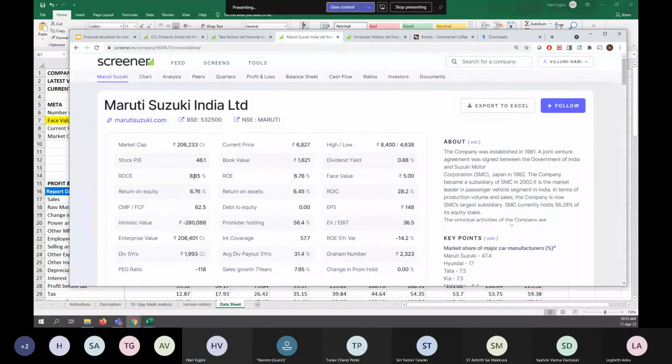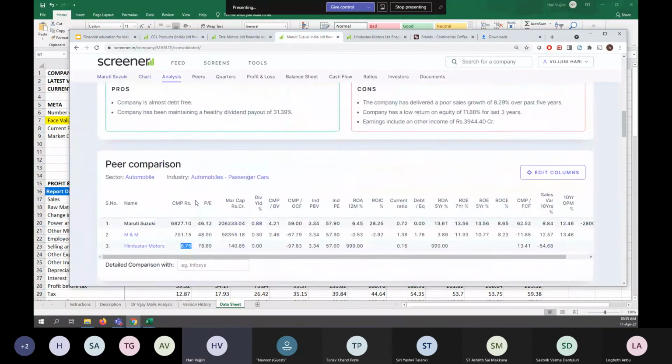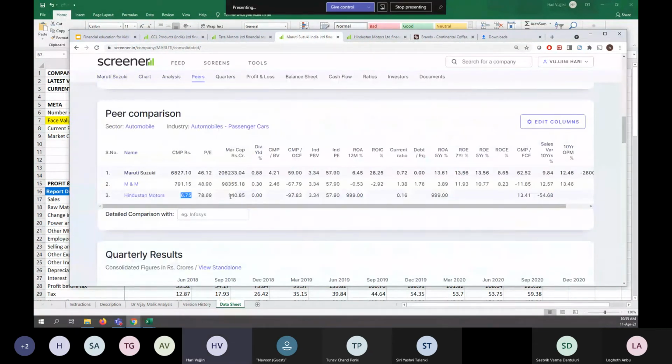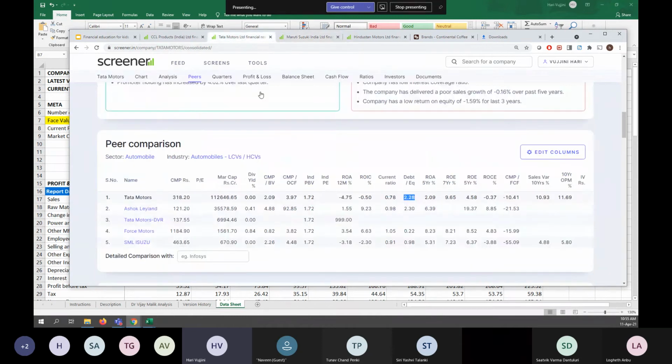Not 6 crores, it's 150 crores, 140 million. Whereas look at the Maruti Suzuki, it's 206 billion Danish krone.